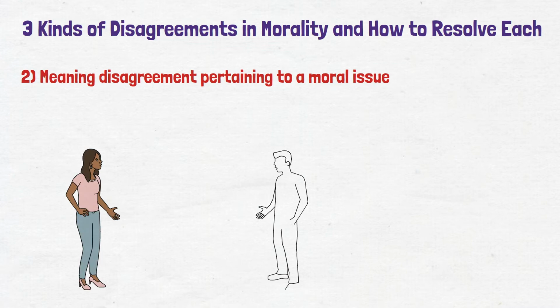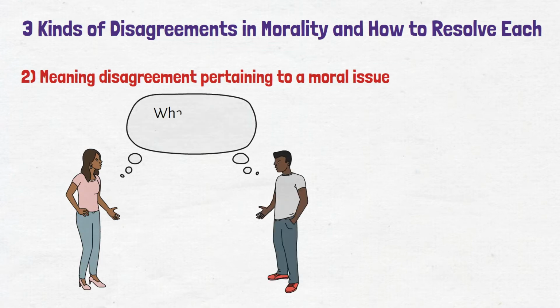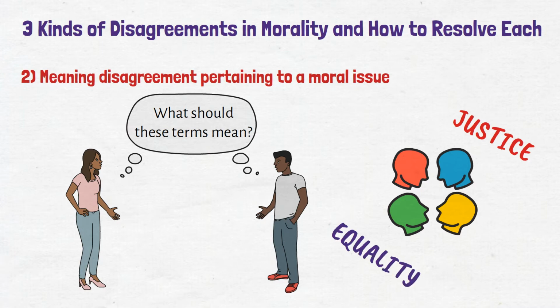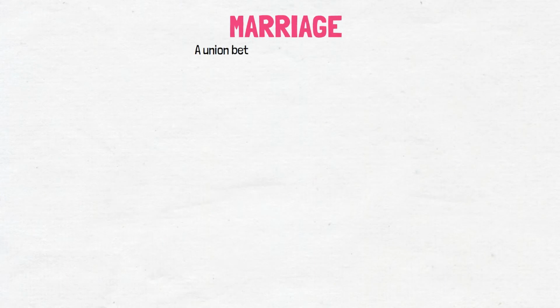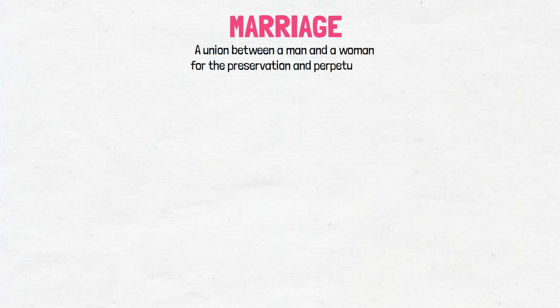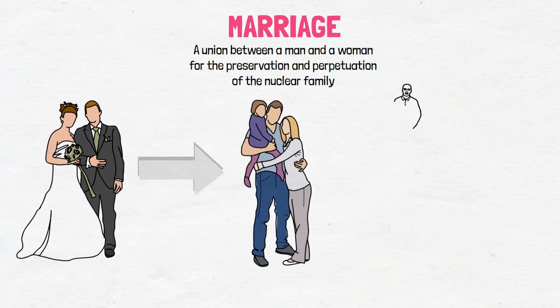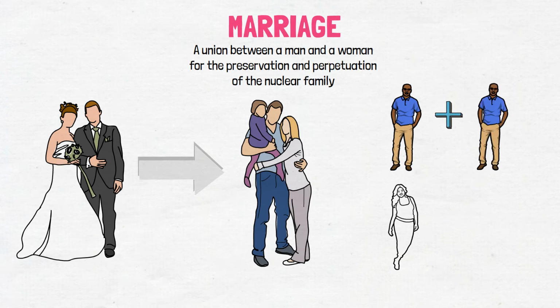A second kind of moral disagreement is meaning disagreement pertaining to a moral issue, wherein both parties are discussing a certain moral issue and the debate centers around what is the correct meaning of a term. There are many debates in ethics that revolve around what the correct meaning of a particular term is. Terms such as justice, equality, love, to name a few. Consider the idea of marriage.